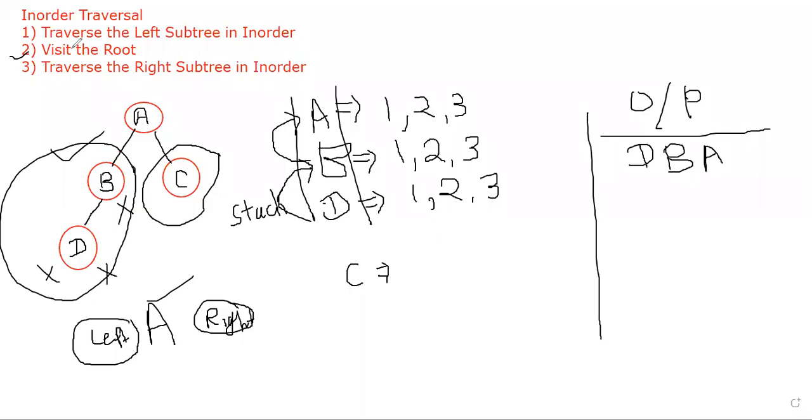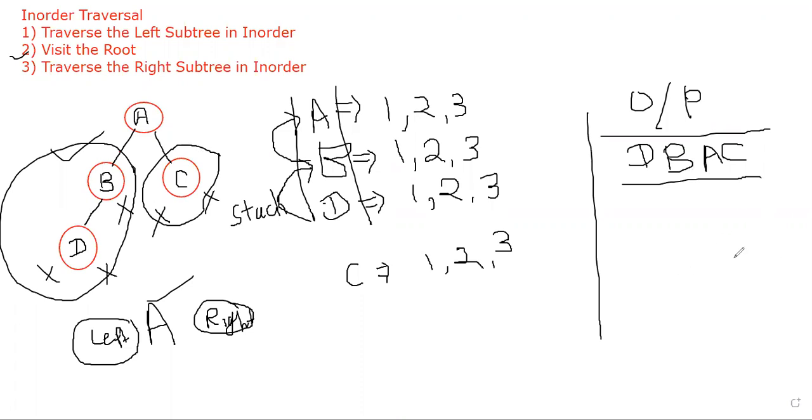So again we apply the three steps here. The first step says left subtree, empty. The second step says visit the root. When we visit the root, we print this value, and then it says go to the right subtree. The right subtree is empty, and that's what happens. For this tree, the traversal that we are getting is DBAC.